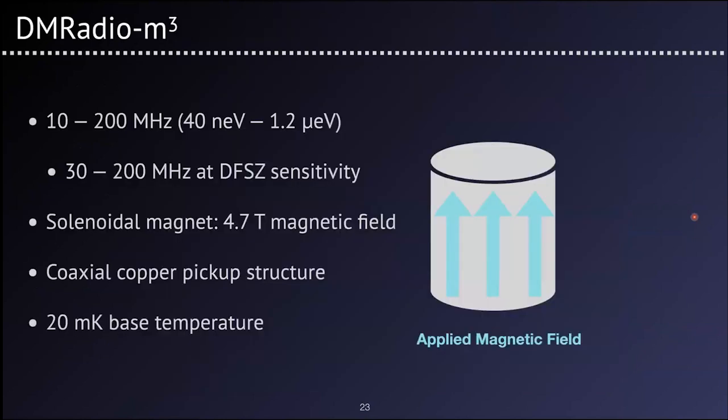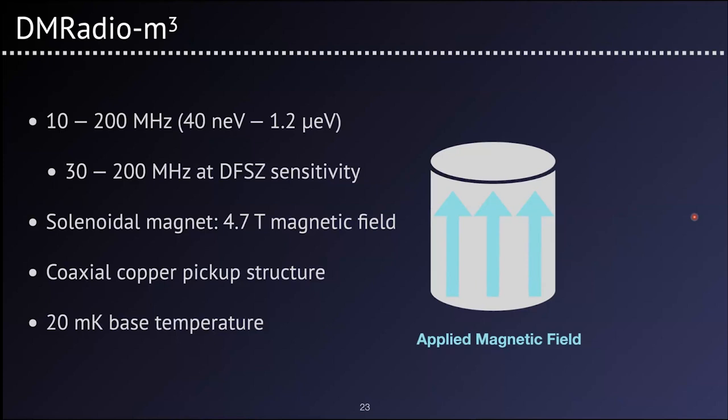Moving on, beyond 50 liter, we intend to pivot towards something called DMRadio meter cubed. So this is in the earlier design phases at the moment, but it will cover the frequency range from about 10 to 200 megahertz. So this corresponds to about 40 nano eV to 1.2 micro eV. And it will cover 30 to 200 megahertz at DFSZ sensitivity. So we're really going into the QCD axion band there.